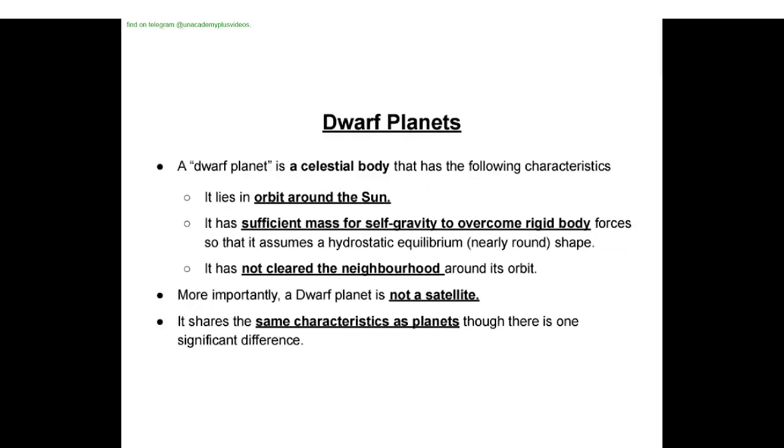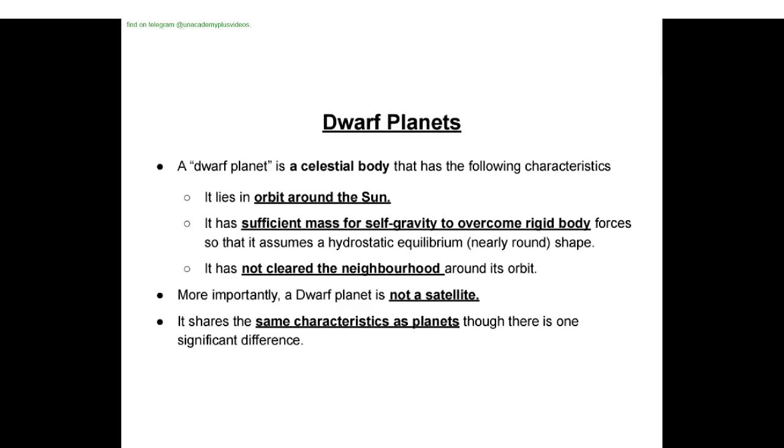Dwarf planets. A dwarf planet is a celestial body that has the following characteristics. It lies in orbit around the Sun. It has sufficient mass for self gravity to overcome rigid body forces so that it assumes a hydrostatic equilibrium, nearly round shape. It has not cleared the neighborhood around its orbit. More importantly, a dwarf planet is not a satellite.